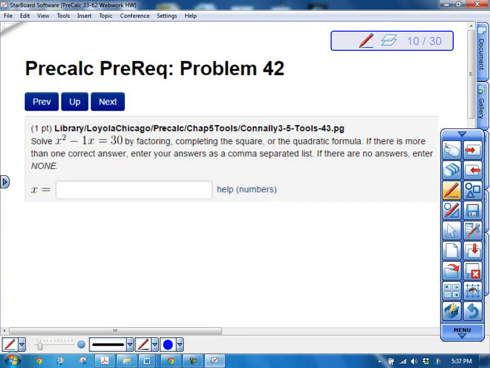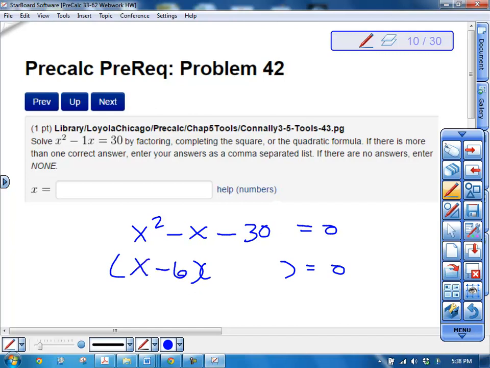Next one says to solve by factoring, complete the square, or the quadratic formula. So I'm going to try to factor because that's usually the easiest, right? Just try to guess and check. Are there two numbers that multiply to negative 30? That'd be negative 6 and positive 5. So x equals, separated by a comma, it looks like, so 6 and negative 5.